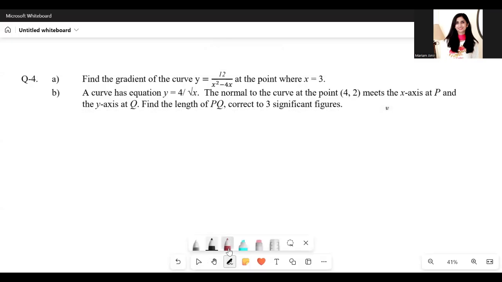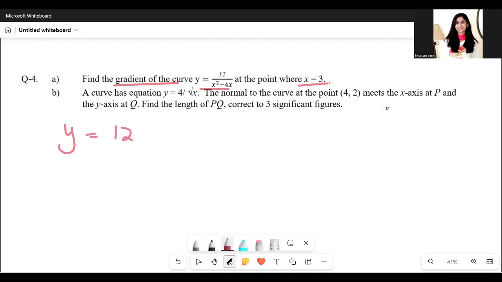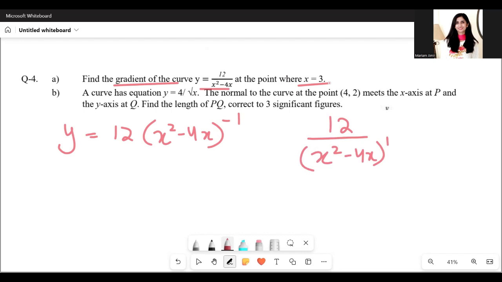This is question number 4, which says find the gradient of the curve at x equals 3. Gradient means dy by dx. First, what I'll do is bring the denominator up by making its power minus 1. Initially, you can say that it was x squared minus 4x, bracket, power 1. When it goes up, it becomes power minus 1.